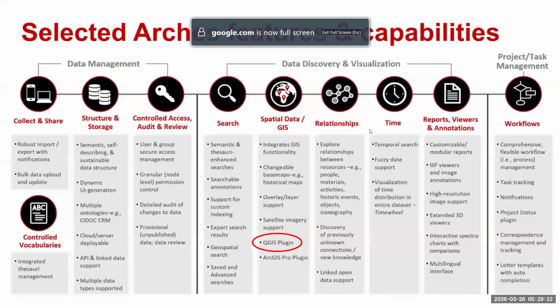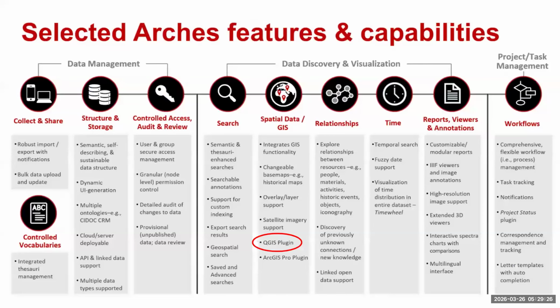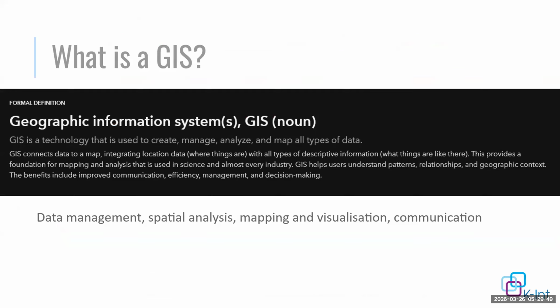So I'm going to start off with this slide that Phil showed in his Lingo presentation last time. I've stolen it just to highlight the QGIS plugin mentioning on this as a feature of Arches. So Arches has spatial data, GIS features and functionalities from within it. And I'm glad that both the QGIS plugin and the ArcGIS Pro plugin are now included on there. So that's what we're going to be talking about today.